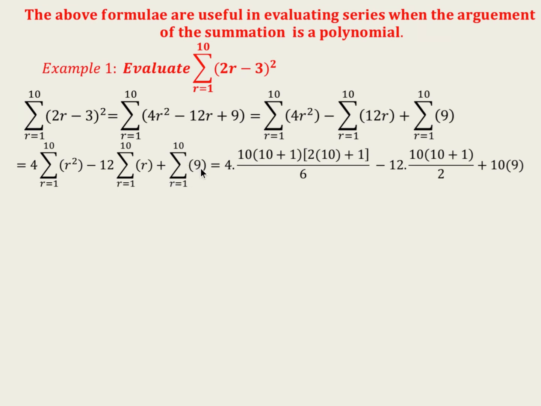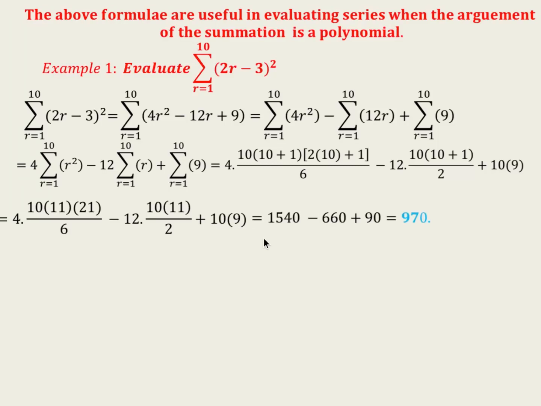So the summation of 9 from a count of 1 to a count of 10, we are supposed to sum 9 10 times because there are 10 terms there, and so it would just be 10 times 9. We will then have that sum to be equal to 4 into 10 into 11 into 21 over 6, minus 12 into 10 into 11 over 2, plus 10 into 9, which gives 1540 minus 660 plus 90, giving a sum of 970.